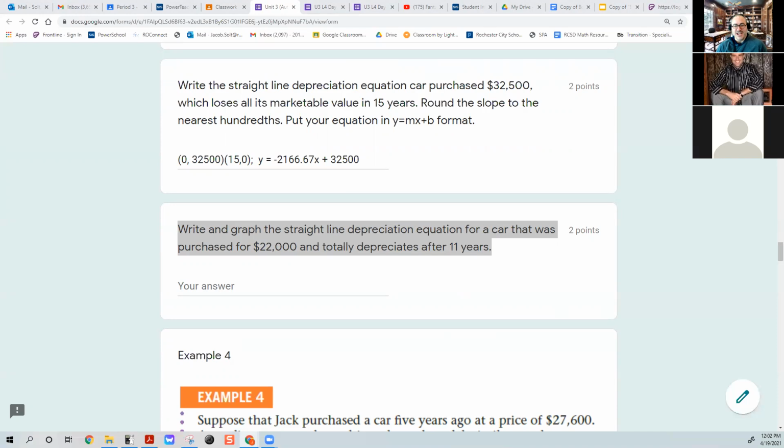All right, in the chat, you're going to hit me up with this new problem. Write and graph the straight line depreciation equation for a car that was purchased for $22,000 and totally depreciates after 11 years. This is your ticket out the door, or you just wait out the clock, I suppose.